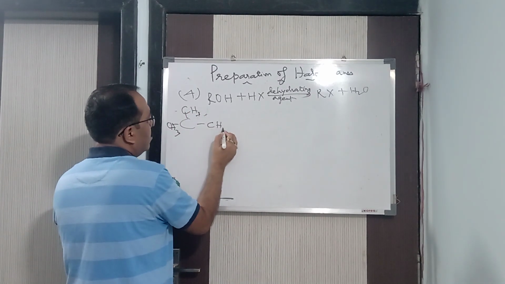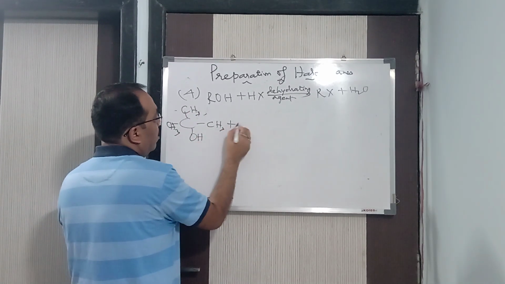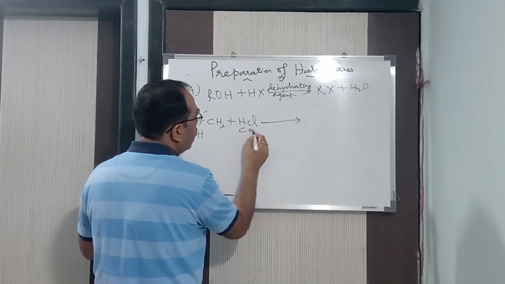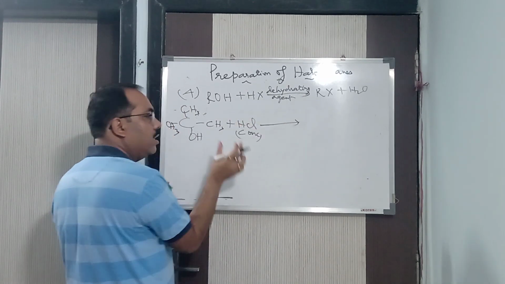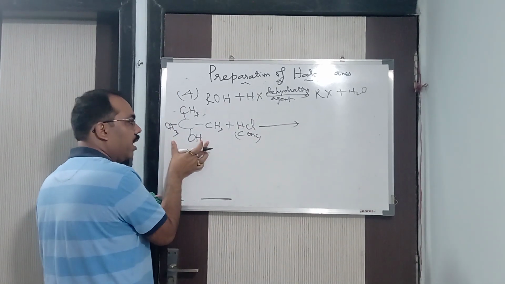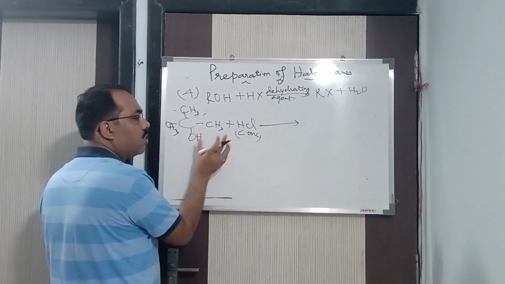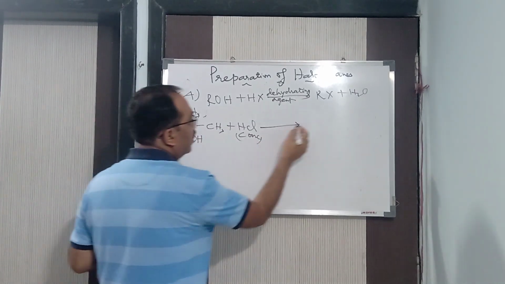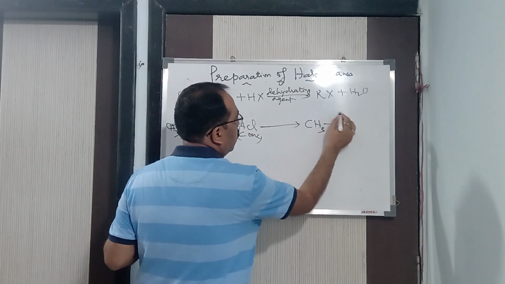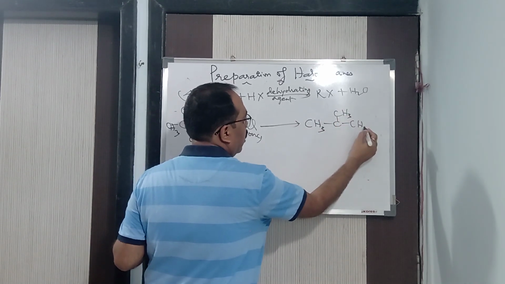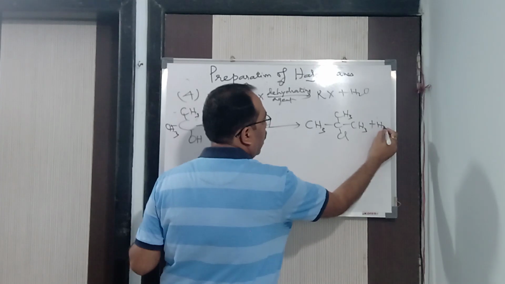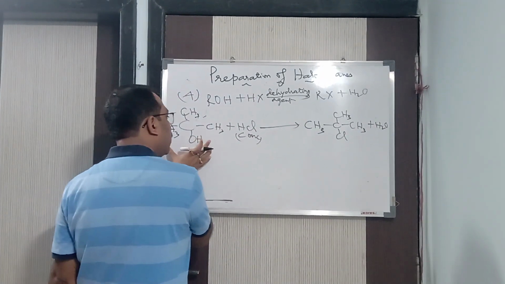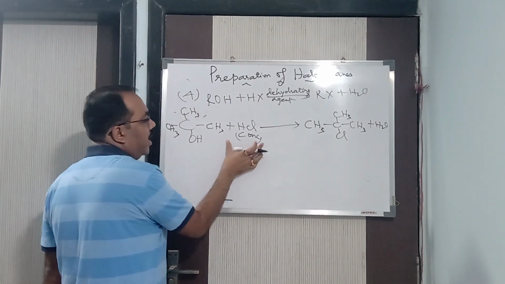(CH3)3COH, I have taken tertiary butyl alcohol plus HCl. So here conc HCl will do. Anhydrous ZnCl2 is not required because tertiary alcohol is so highly reactive. Conc HCl is sufficient to remove the OH group, and in place of that, Cl will come and take its place. So we will get (CH3)3CCl plus water. Here anhydrous ZnCl2, the dehydrating agent, is not required because tertiary alcohol is highly reactive. So it reacts with conc HCl.